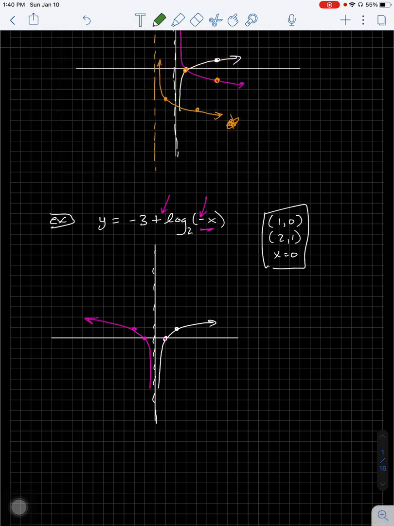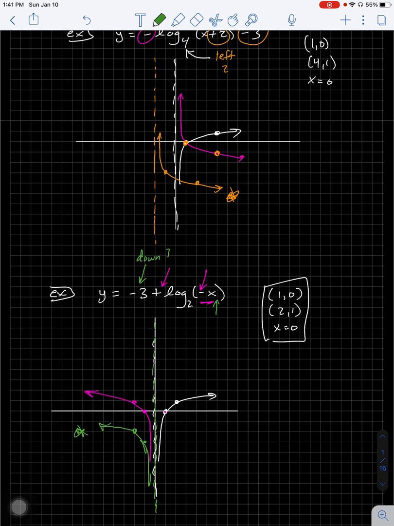And then I'm going to do shifts. There's no shift inside here with the x, so there's no left and right shift. There is, however, a shift here. That is an up and down shift because it's hanging out on its own. It's in front. It can be in front or in back, but it's not attached to the log with multiplication. So this is going to be a down 3. So I'm going to go 1, 2, 3, 1, 2, 3. And this asymptote is also moving 1, 2, 3 down, but that just moves it down onto itself, so it doesn't actually change position. And the green graph is your final answer.